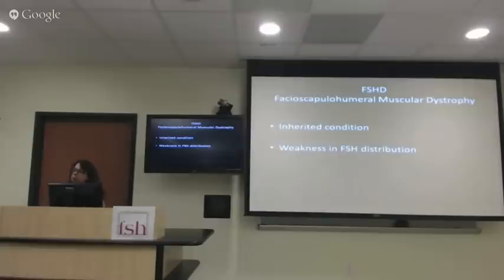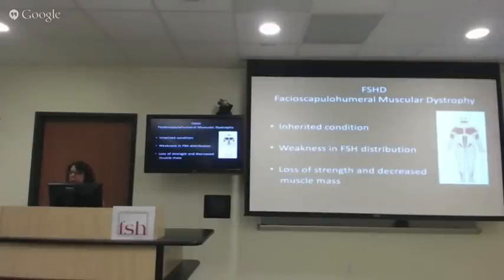We know it's a disease of weakness in a very specific distribution, and that's how it got its name, FSH, starting with the face. Scapular is the S, H is humeral over the upper arm, and then it also involves abdominal muscles and the distal leg. This weakness is very slowly progressive, and it's often asymmetric, meaning one side is more affected than the other. The loss of strength results in decreased muscle mass.